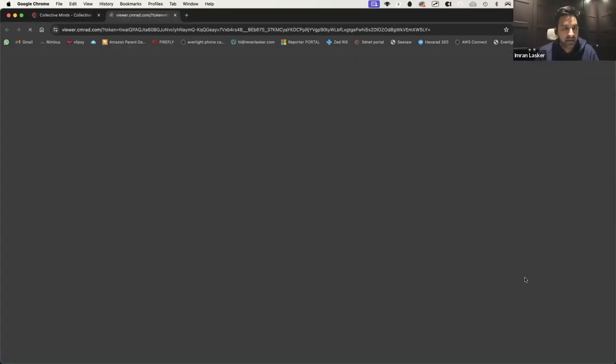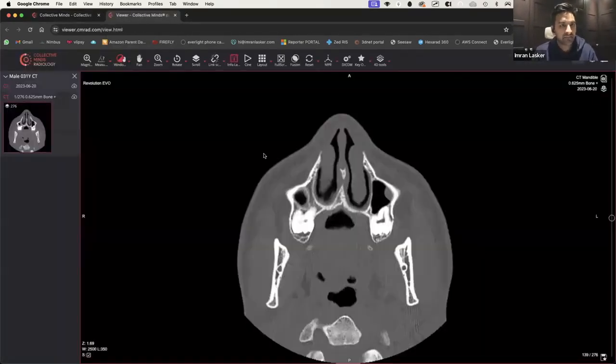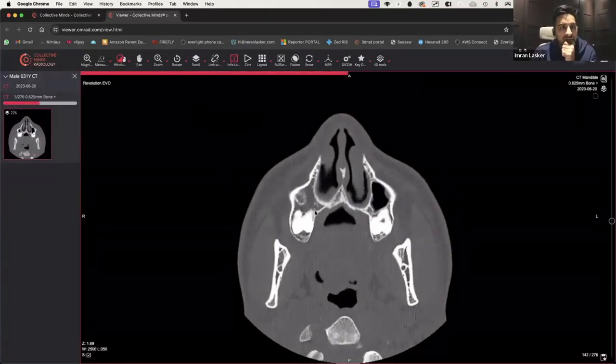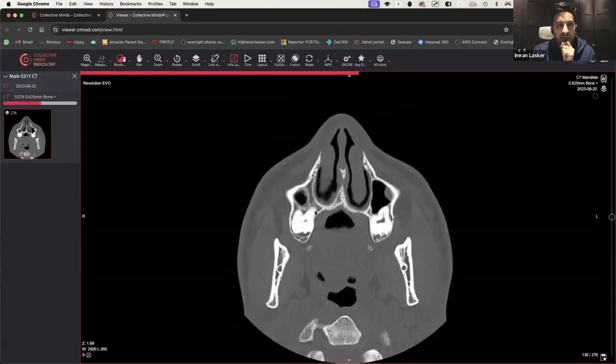Right, so let's have a look at this next case. So this is a, well, it looks like facial bones. No, so it's a mandible maybe. So let's just wait for this to come through.